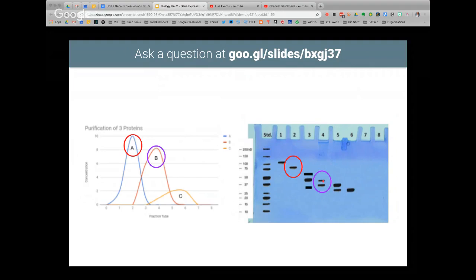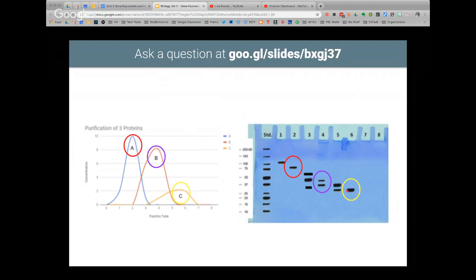And look at C. Sorry, that color's not showing up very well. There's C, highest concentration is right around 6. We would say C has also been purified because there's only one band in the gel. Again, a single band in a lane tells us there's one protein in that lane.